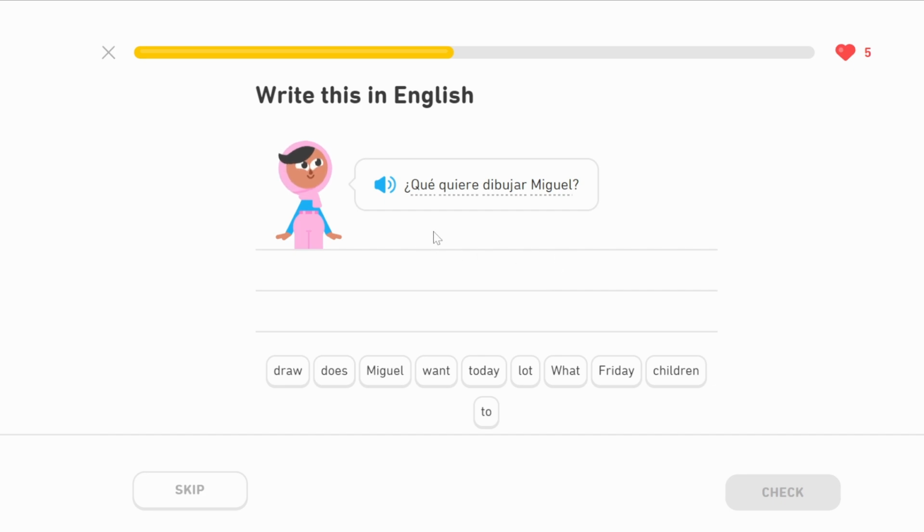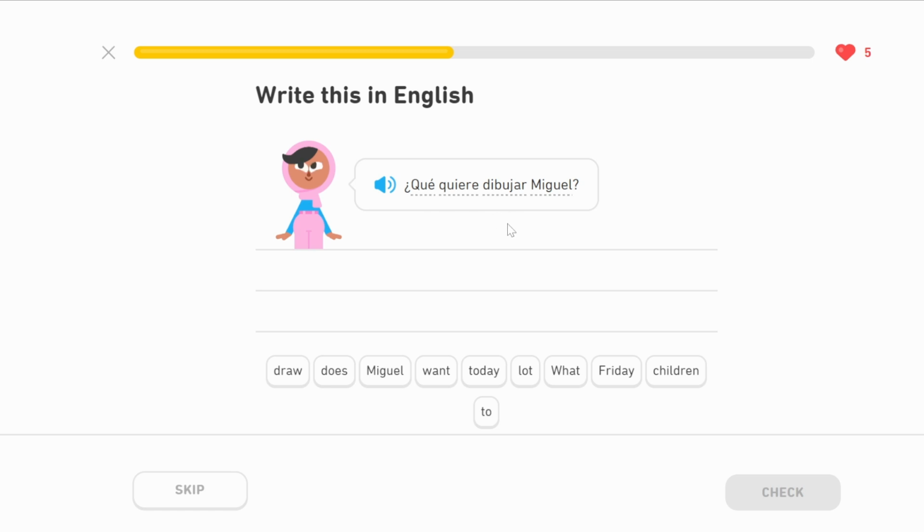So, ¿qué is what? Quiere is actually a conjugated form of querer, which is to want, and because it's used quiere here because it's talking in third person about Miguel here. So if it was first person, like if it was I want, it'd be quiero. If it's you want, it's quieres. But because it's Miguel wants, or it's talking about Miguel, it's quiere. So what do you want?